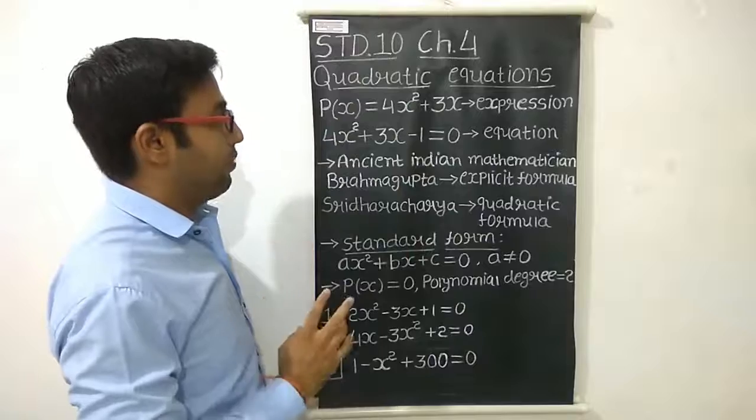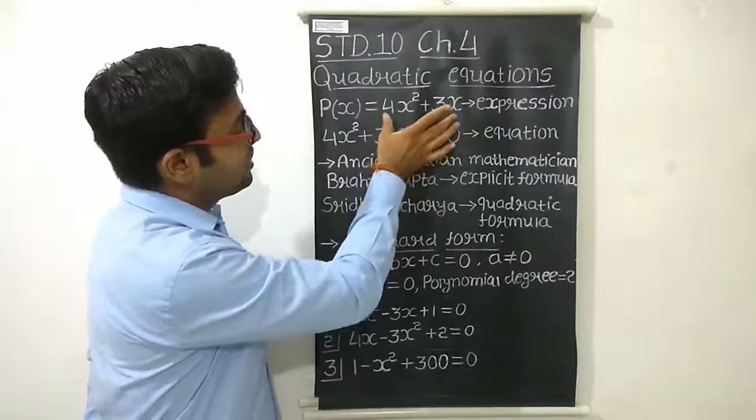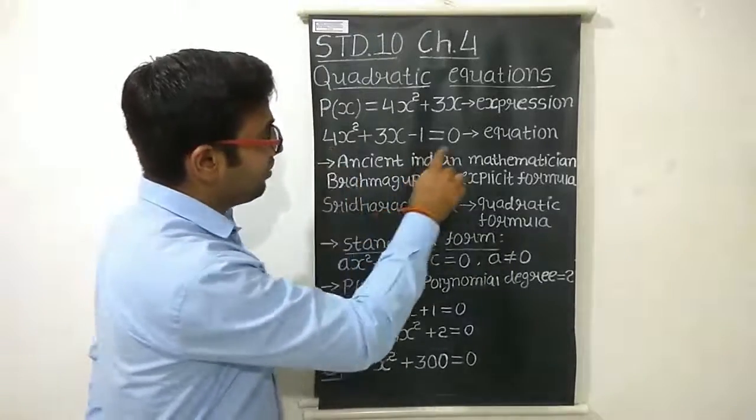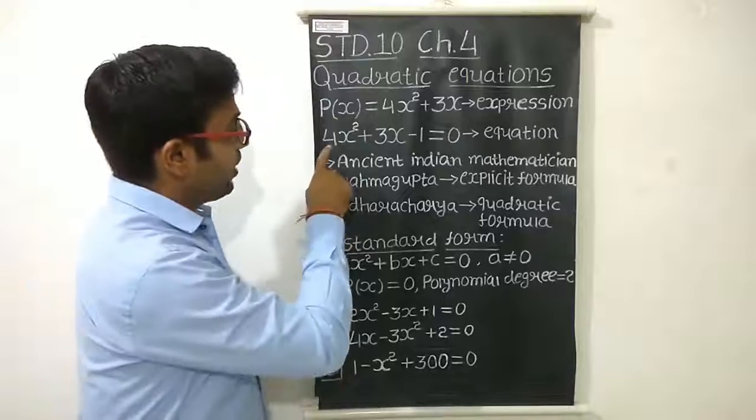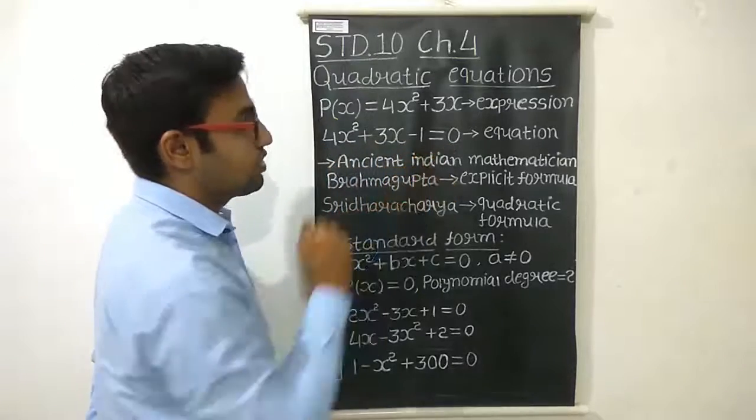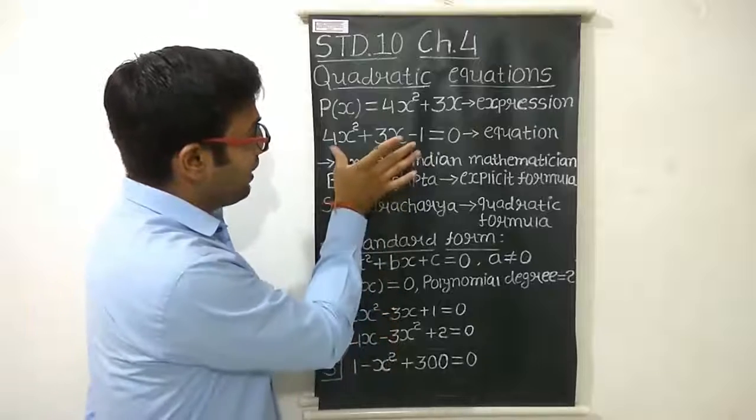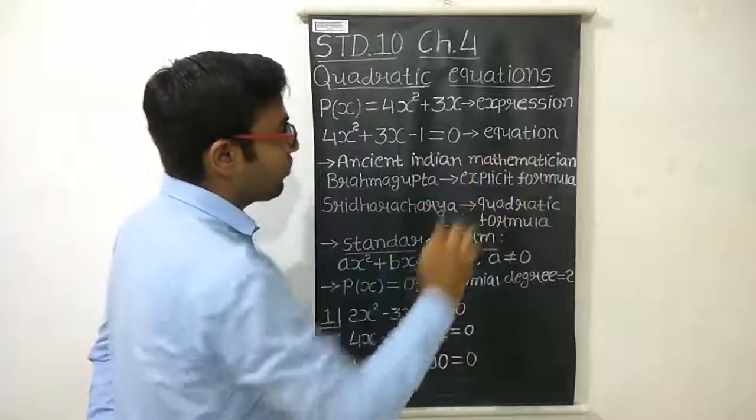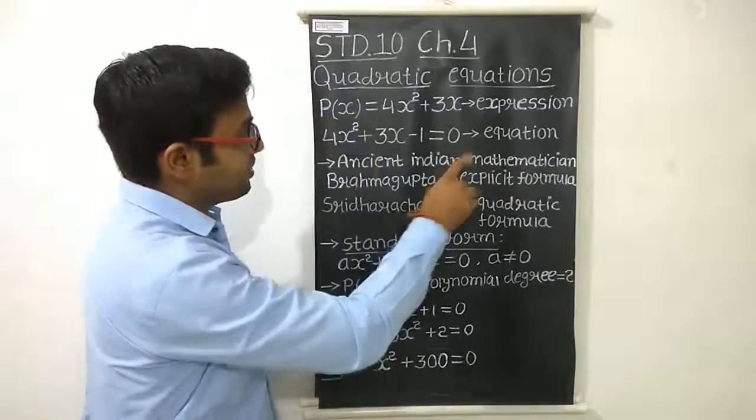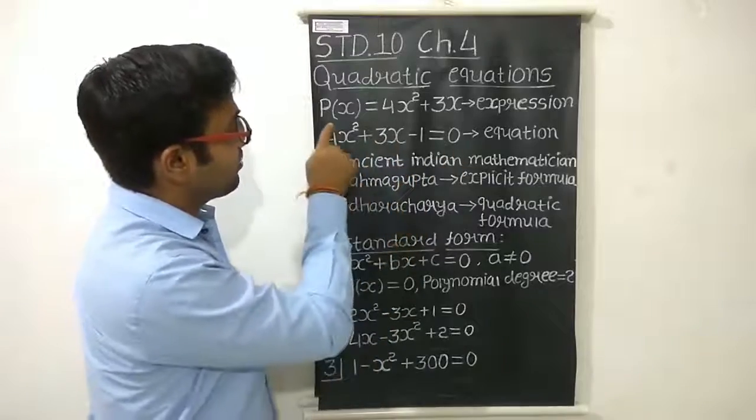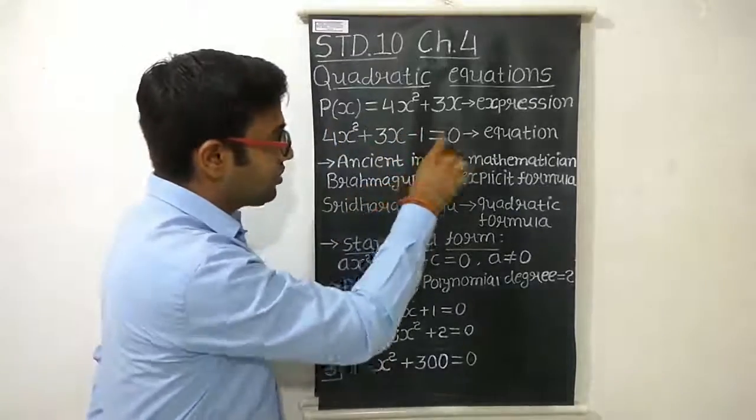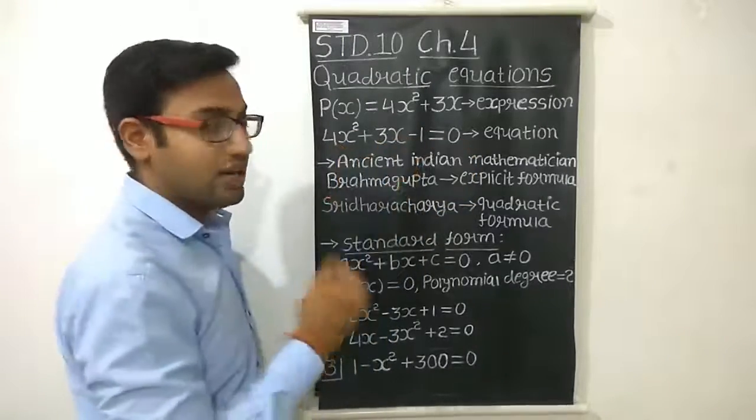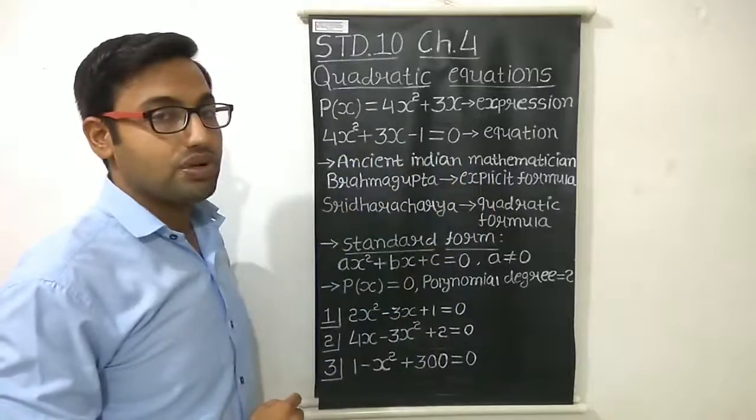But what will happen if we fix this value at 0? Then this becomes an equation. See, 4x square plus 3x minus 1 is equal to 0. As we equate this polynomial with 0, it now becomes an equation. So what is a quadratic equation? A quadratic equation is a quadratic polynomial but with a fixed value. There is an equal sign, and we equate this with 0. That is why this is called a quadratic equation.